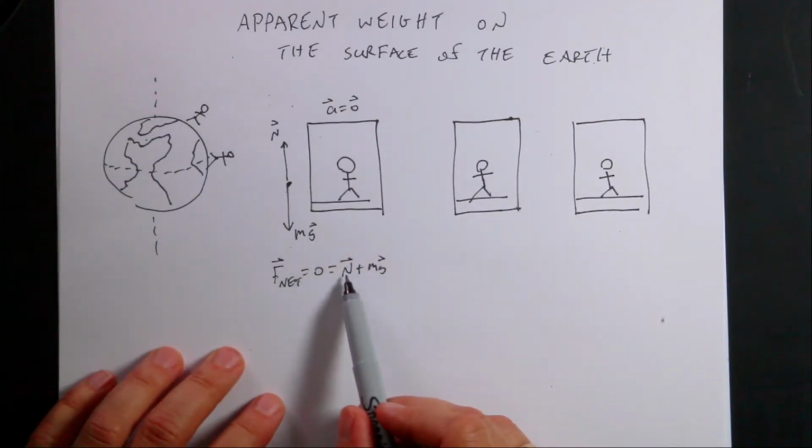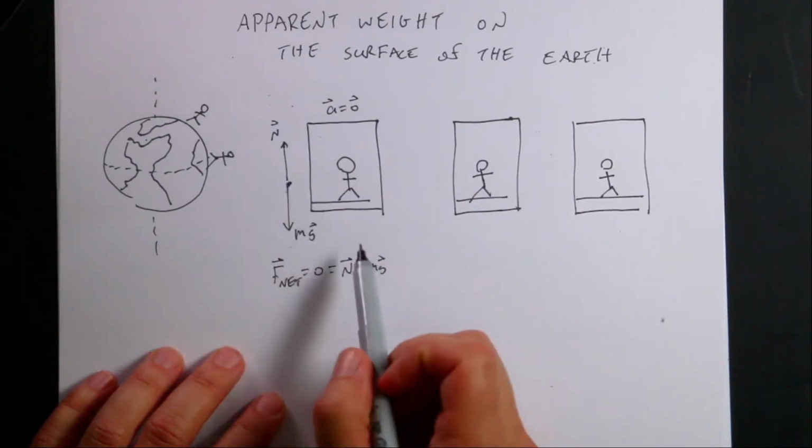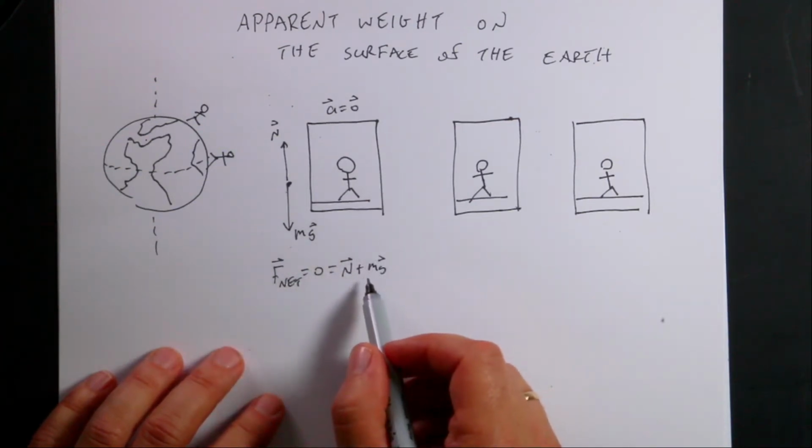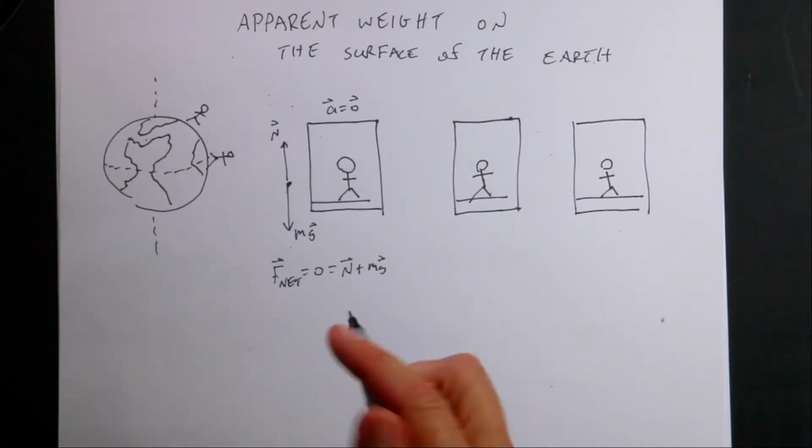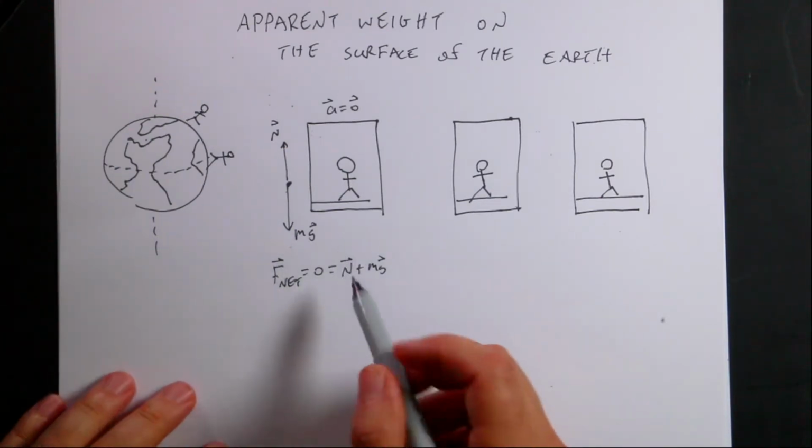This means that the normal force, we call this the normal force because it's perpendicular to the ground, has to be equal to the weight. And this is what you normally feel. You're just sitting there, you just feel normal. But that's not why it's called normal. It's called normal because it's perpendicular.